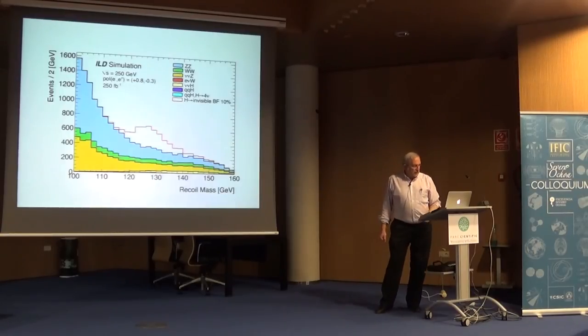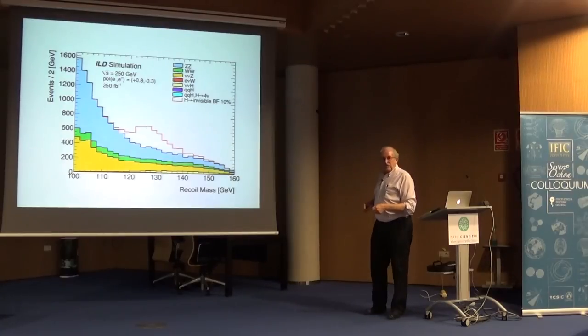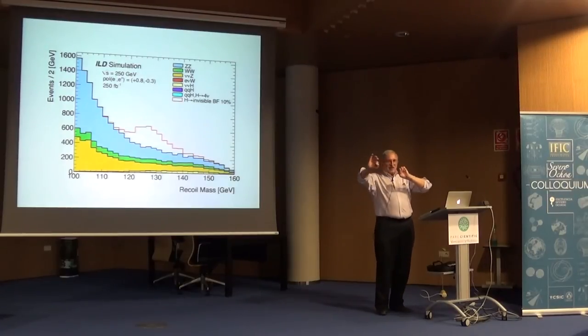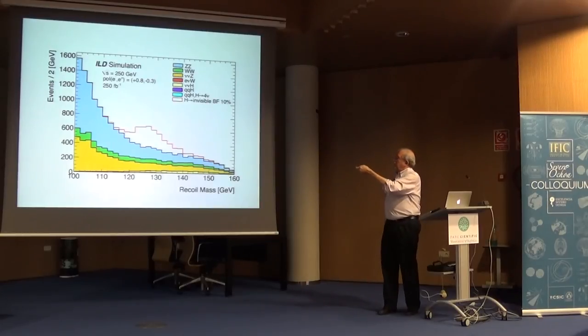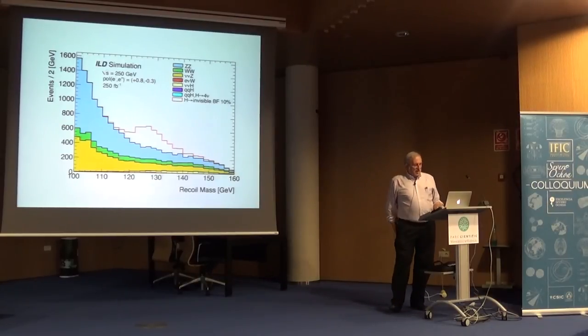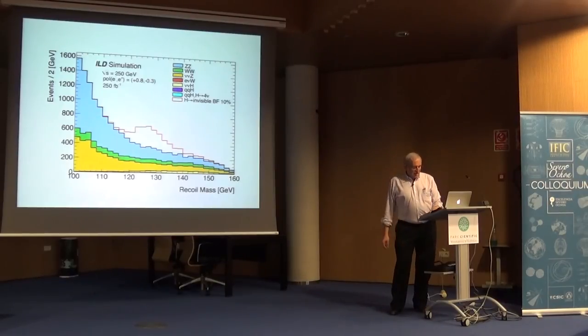Here is the signal for Higgs to invisible, seen by seeing the Z at the fixed energy and then nothing on the other side. This is a very big signal, branching fraction of 10%. But you can see that if it were 1%, it would be quite visible over the backgrounds in this diagram, which, by the way, are much easier to compute than the backgrounds at the LHC.